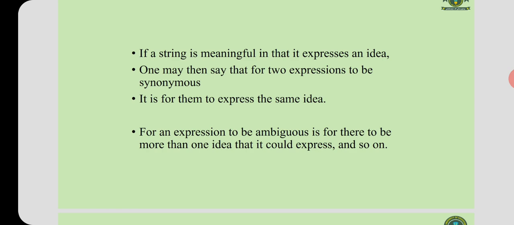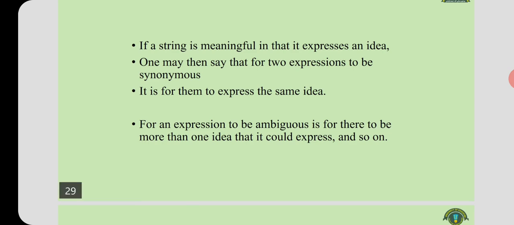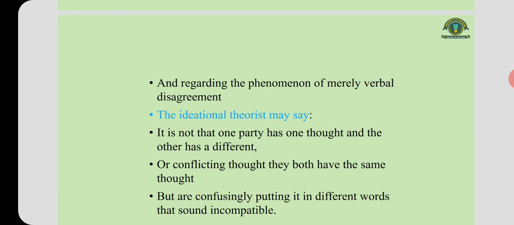For an expression to be ambiguous is for there to be more than one idea that it could express. So different ideas generate different expressions, and the same ideas generate the same expressions. Regarding the phenomenon of merely verbal disagreement, the ideational theorist may say it is not that one party has one thought and the other has a different one. It might be possible that if the ideas are different, the utterances are different. It all depends on the mindset of the speaker.